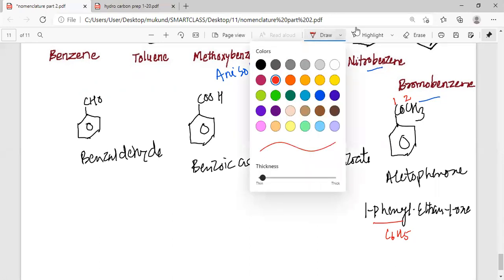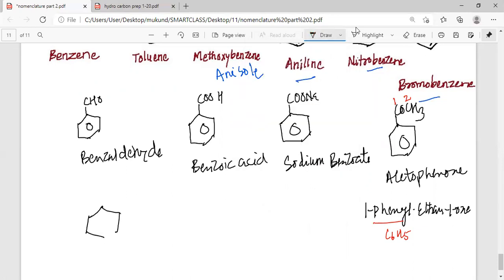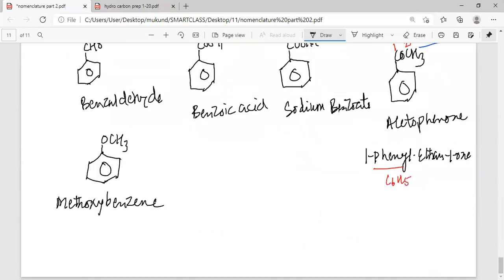Same way, my dear students, if we have benzene bonded with OCH3, it is known as methoxybenzene, which is also known as, oh, I have already discussed it, also known as anisole. Then, my dear students, we should know even about phenol. This is what it is known as phenol.